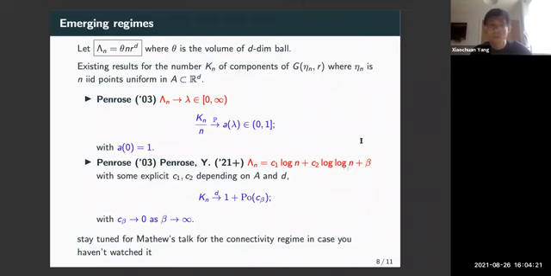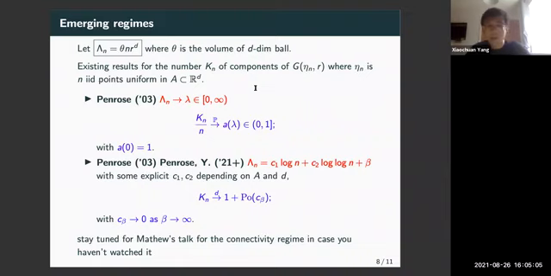So this can be put into more rigorous terms. We are going to identify different regimes according to this crucial parameter that I call lambda_n. It is defined to be theta times n times r^d, where theta is the volume of a d-dimensional ball, n is the number of points, and r is the radius of connection. We consider n points sampled uniformly randomly from a set A. So the number of components K_n would behave differently according to the limiting behavior of lambda_n.